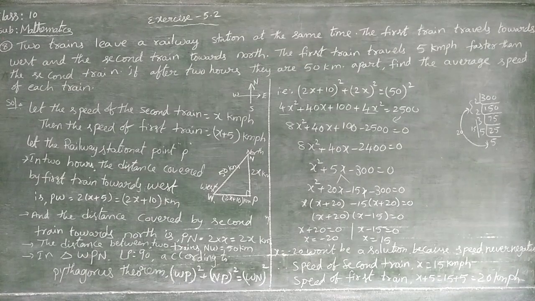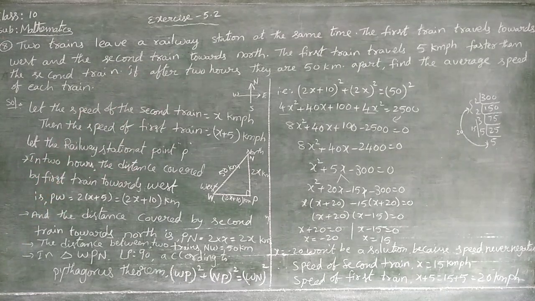Quadratic equations, exercise 5.2. Eighth sum. Two trains leave a railway station at the same time. The first train travels towards west and the second train towards north. If the first train travels 5 kilometers per hour faster than the second train, after 2 hours they are 50 kilometers apart. Find the average speed of each train.